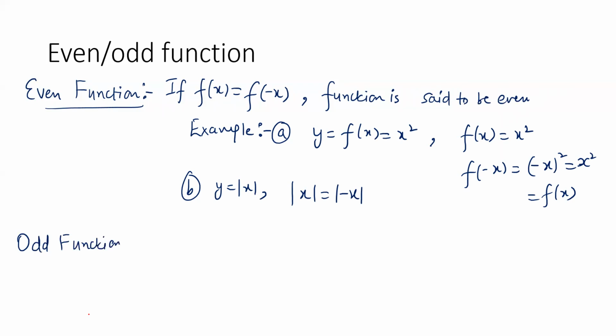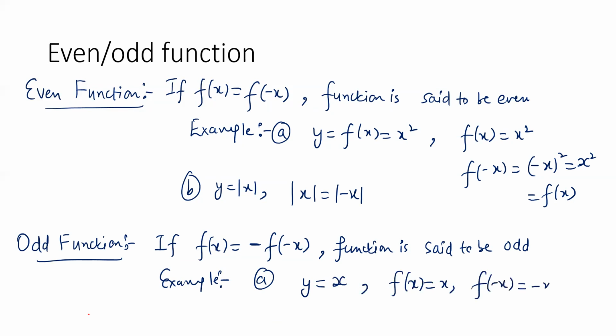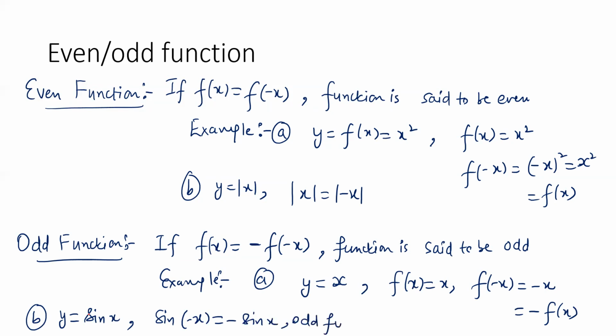And what is an odd function? If f(x) is negative of f(-x), then that function is said to be an odd function. For example, y is equal to x cube, y is equal to x. So these are the examples, and I have shown here how they are satisfying the definition of being an odd function. Y is equal to sine x is an odd function because sine of -x is minus of sine x. On the other hand, cosine x is an even function, if you talk about the trigonometric functions.